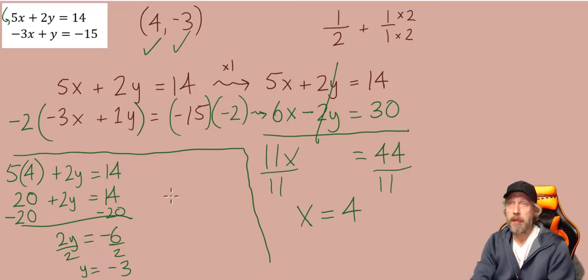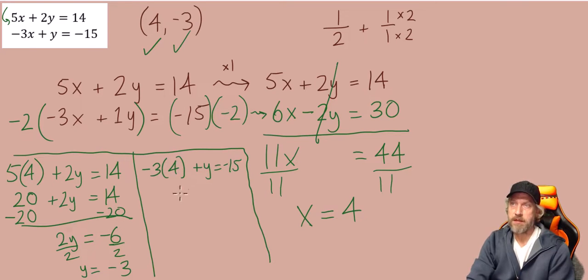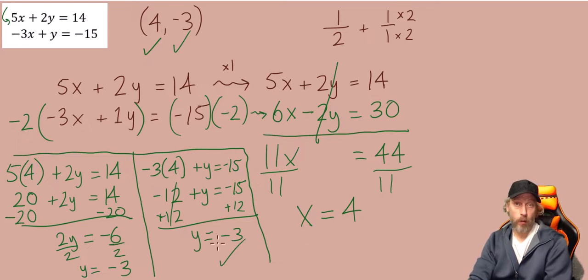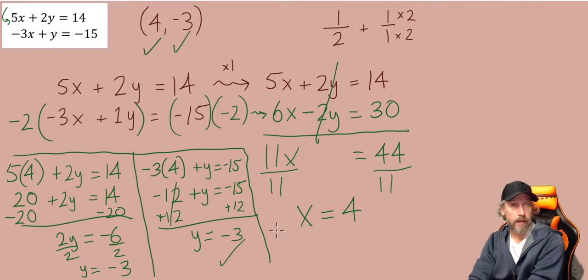Solution confirmed, but we do like to check that in both equations, so let's do that. The second equation, negative 3x plus y equals negative 15, is going to be negative 3 times 4 plus y equals negative 15. So that's negative 12 plus y equals negative 15. Add 12 to each side to zero out that negative 12. And again, we're seeing y equals negative 3. So that's how it's going to play out if we choose to eliminate the y terms.